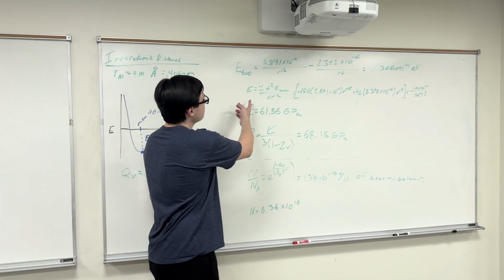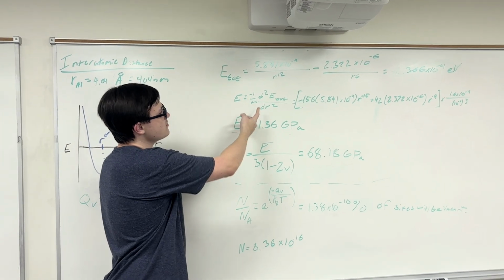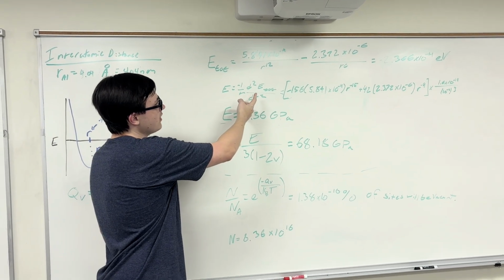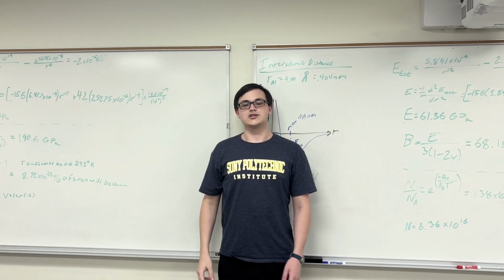And this is the formula for elastic modulus. It is negative 1 over R times the second derivative of the total energy. Now I will pass on the camera to the next person in the project.